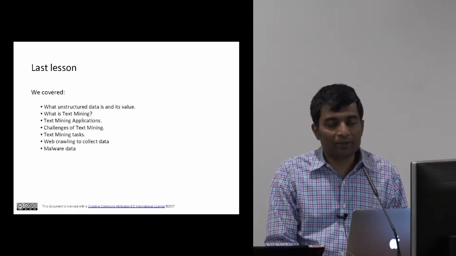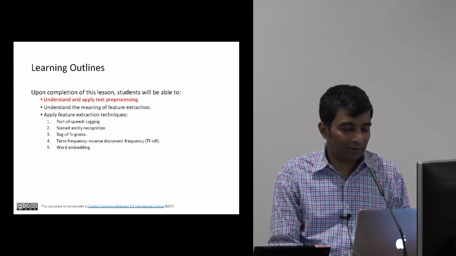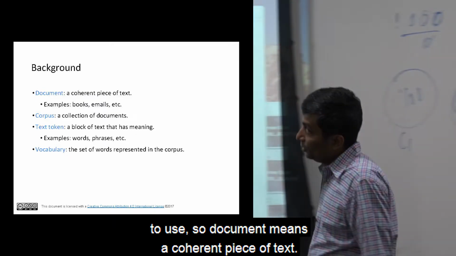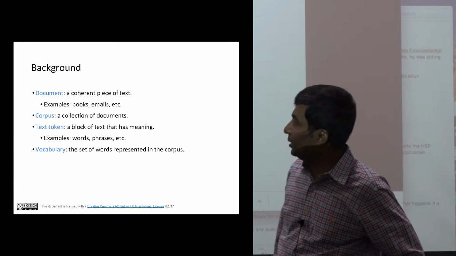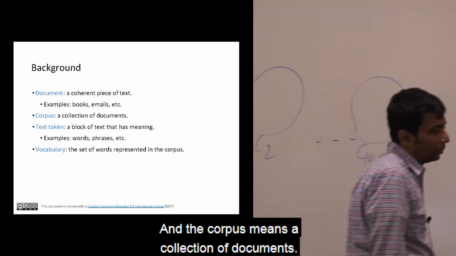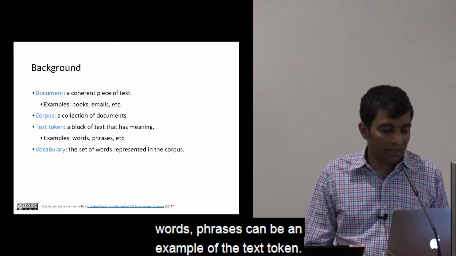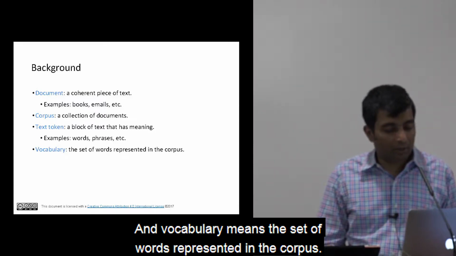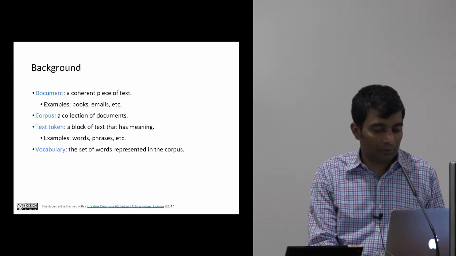These are the materials I already covered, and now let's talk about text processing. There is some terminology I'm going to use. A document means a coherent piece of text. An email message can be a document, and the corpus means a collection of documents. A text token means a block of text that has meaning. Word phrases can be an example of a text token, and vocabulary means the set of words represented in the corpus.